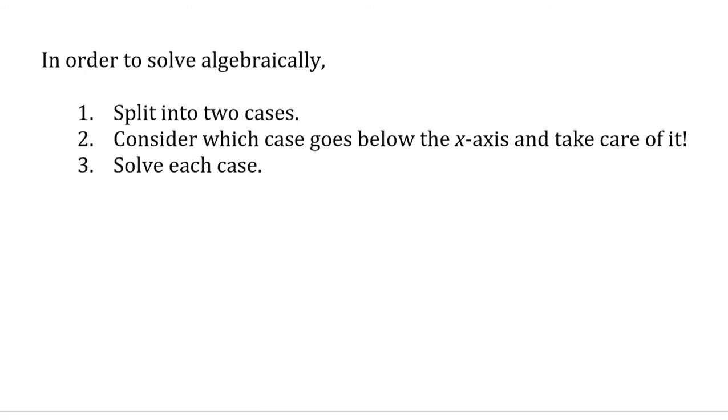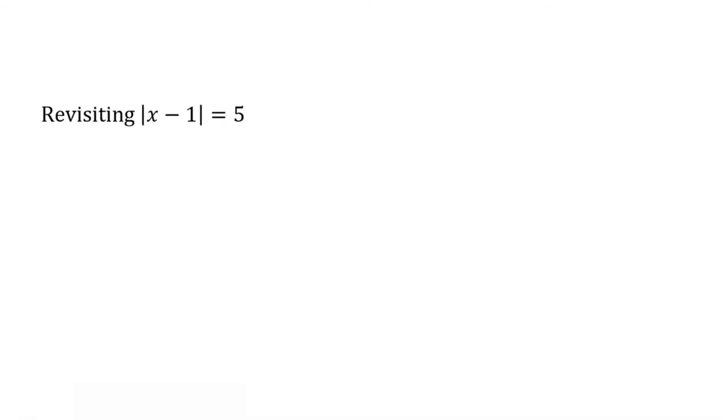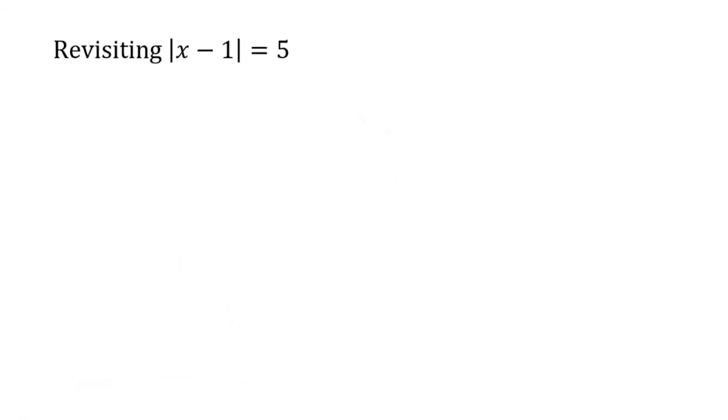But in order to solve algebraically, right, that was graphically. How do we do it algebraically? We have to split the equation into two cases, the one that's negative and the one that's positive. Consider which case goes below the x-axis or which case is going to be negative and manage it, which means multiply by -1 and then solve each case separately. And moving forward, we then have to interpret our answers, and we have to consider whether they're appropriate answers or not, because sometimes we're going to get answers that don't make sense. But that'll be more happening starting tomorrow.